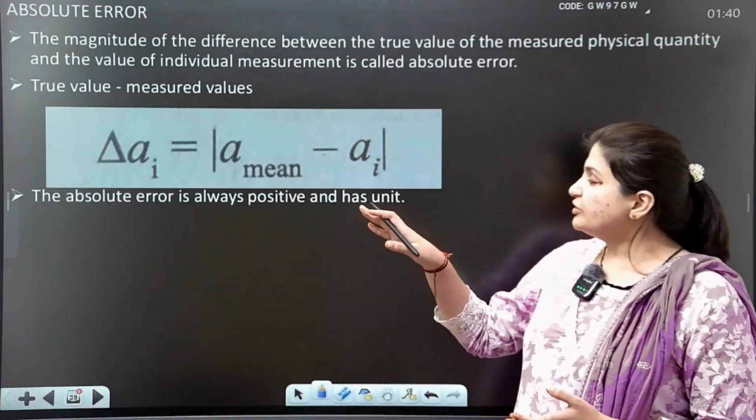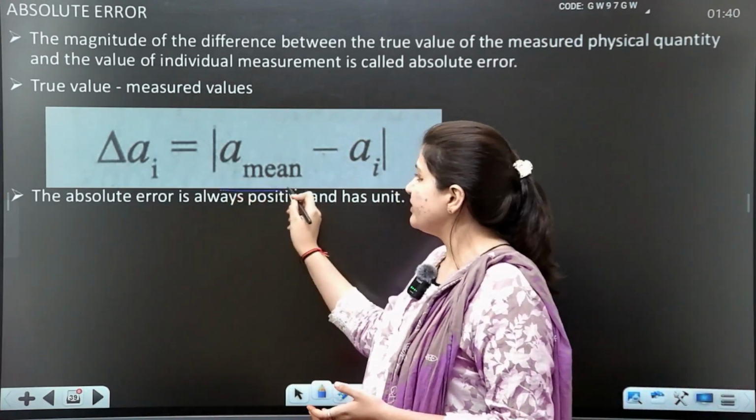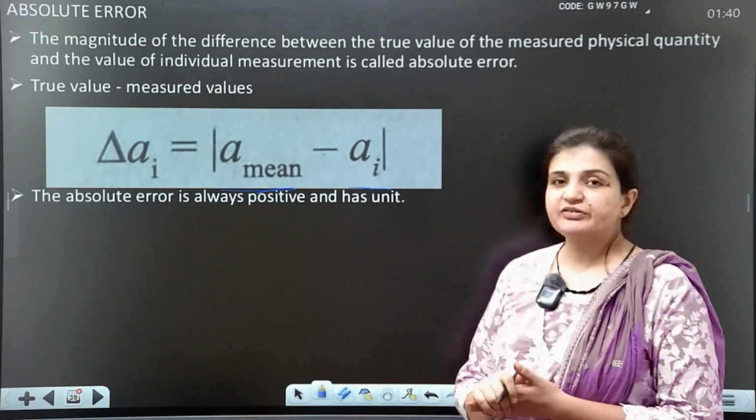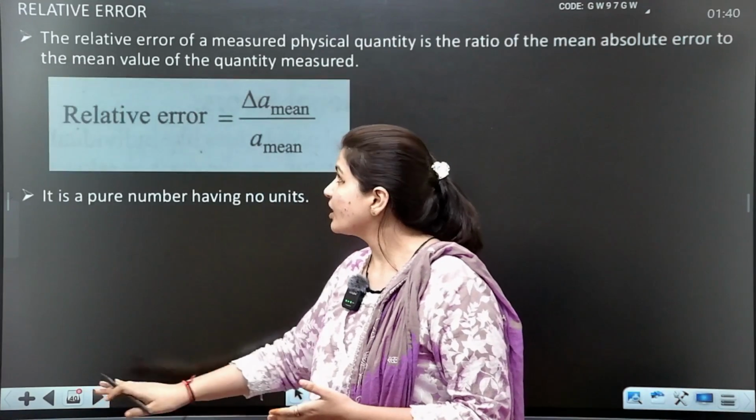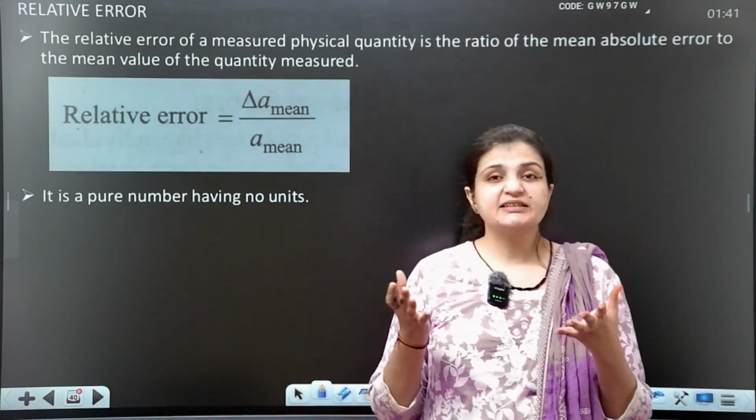So what is absolute error? It is the difference between the mean value and the experimental value. Now students, what is the relative error?